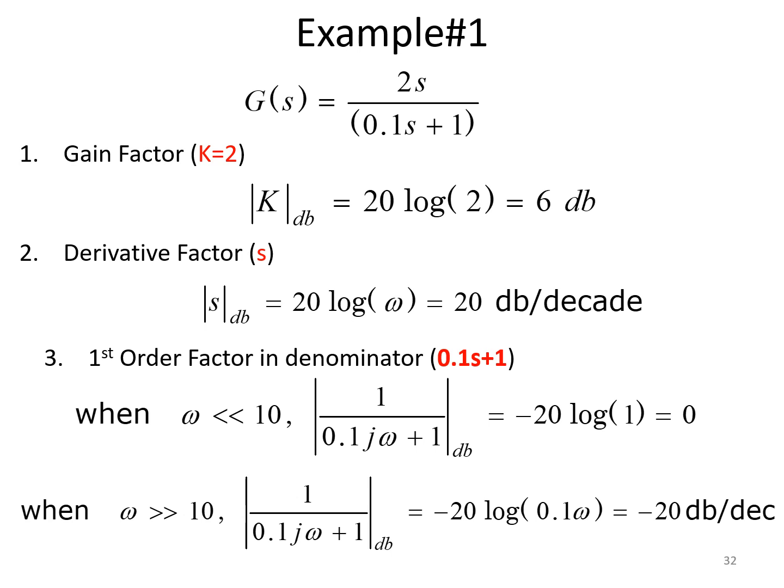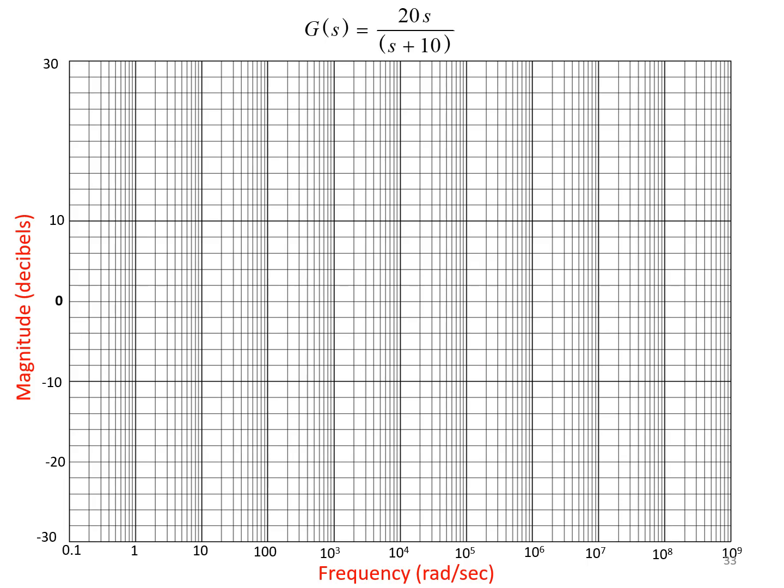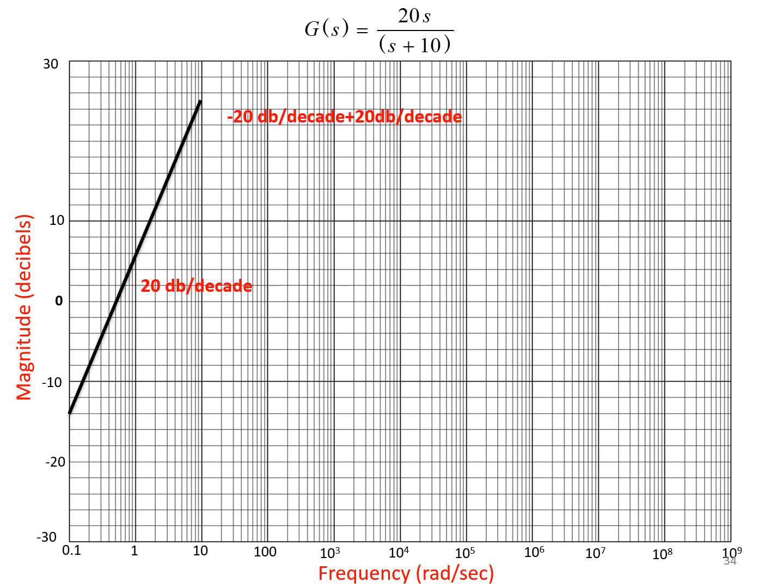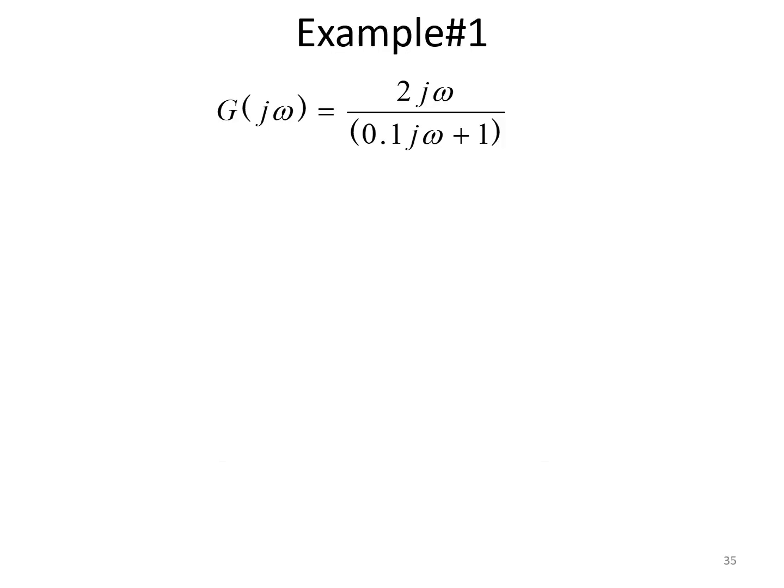So first we have tried to find out the magnitude value for all the factors. List them out like this one by one. Now coming to the magnitude representation for this particular value of G of s, first we represent a straight line for the DC gain with K equal to 2, then the 20 dB slope. We are drawing first the 0 reference line, minus 20 dB, and then we add them together like this and plot it.